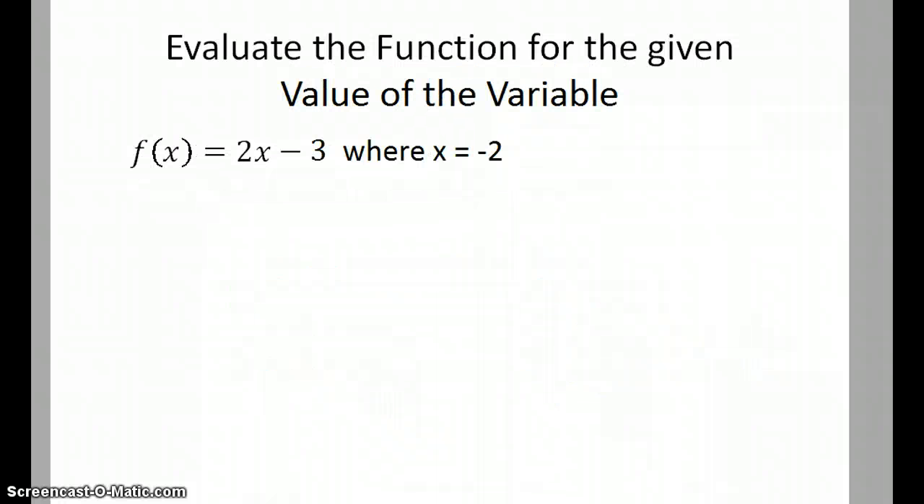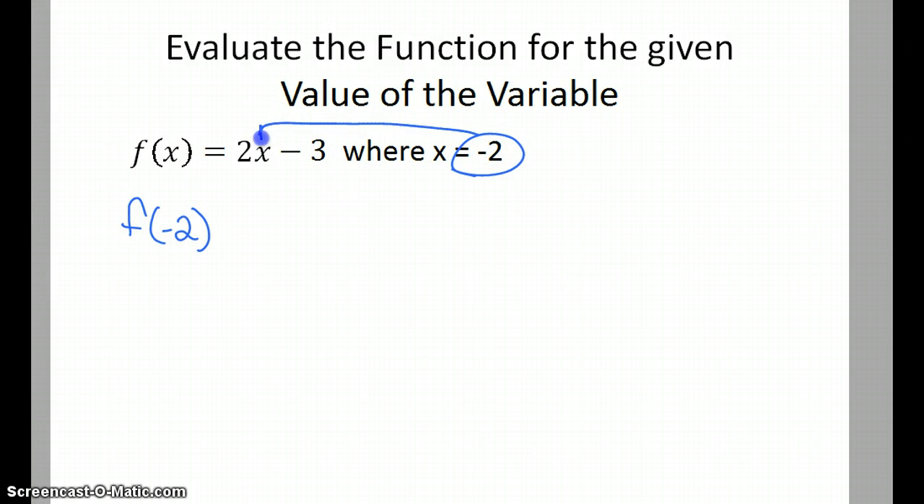Okay, now the reason this is so important is because it's going to give us an opportunity to easily label our information. Our directions for this one say to evaluate the function for the given value of the variable. So I have f(x) = 2x - 3, where x is equal to negative 2. I'm going to use function notation, which tells me I've got the function evaluated at negative 2, and all that means is wherever I have an x, I'm plugging in negative 2. So f(-2) = 2(-2) - 3.